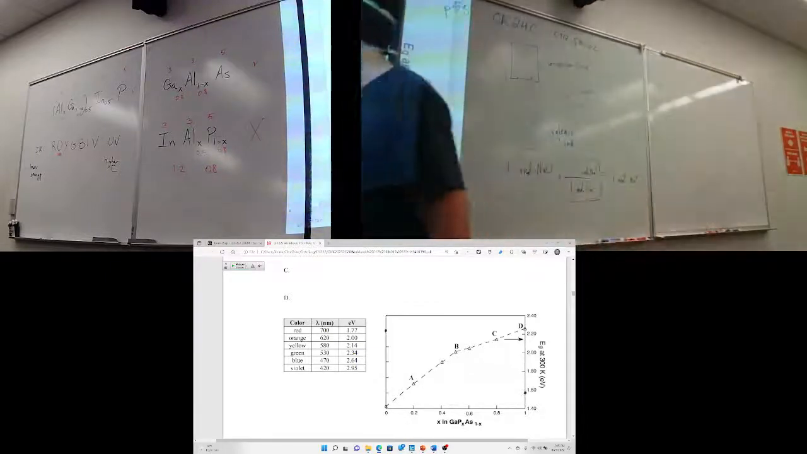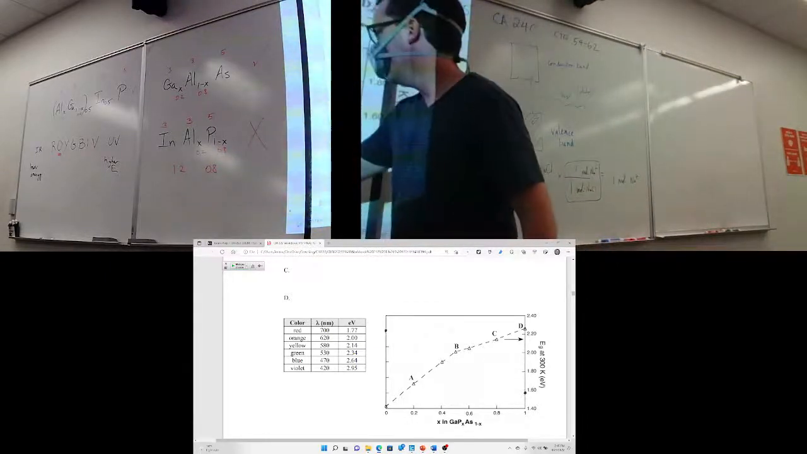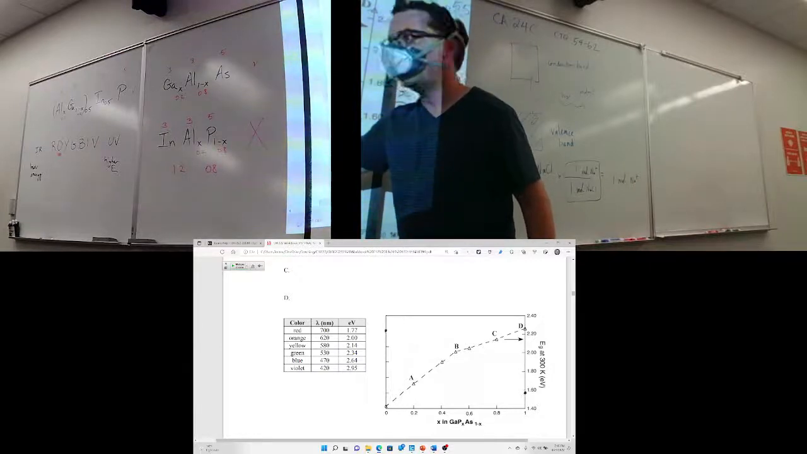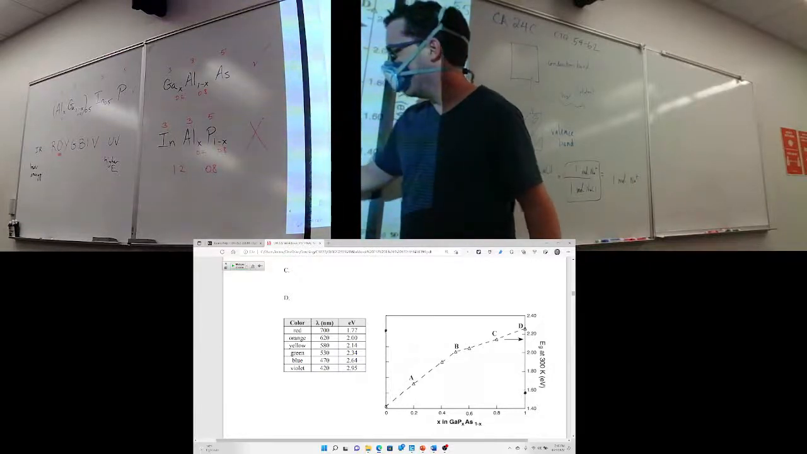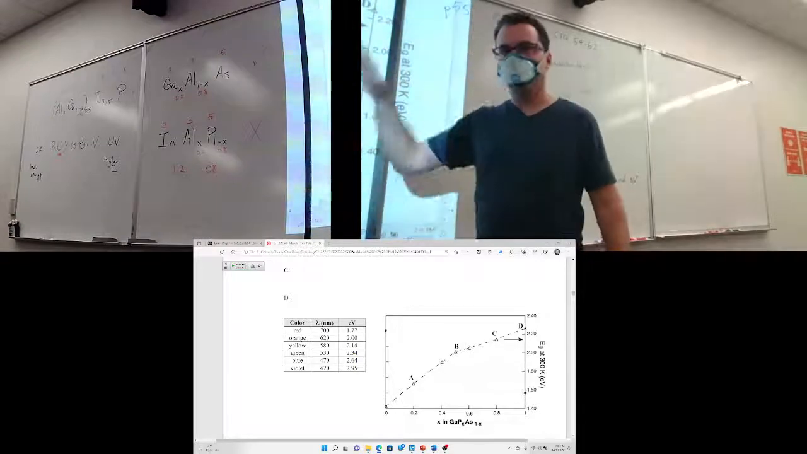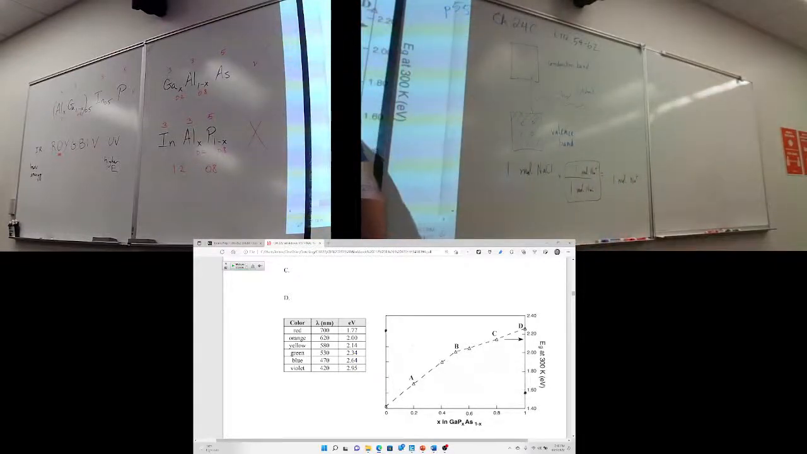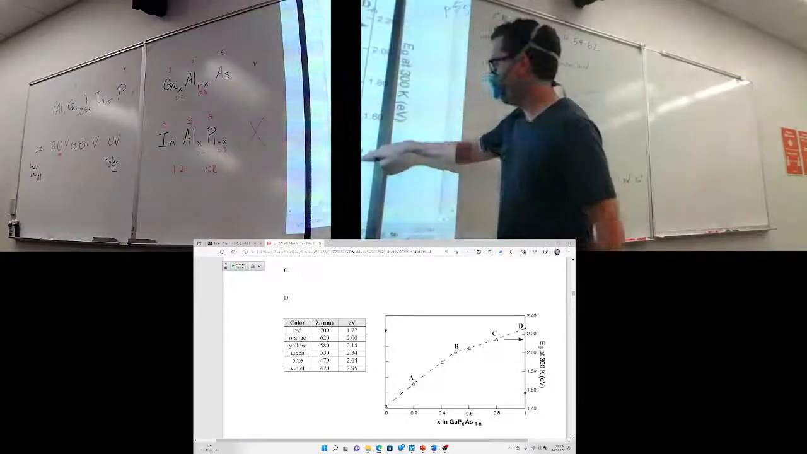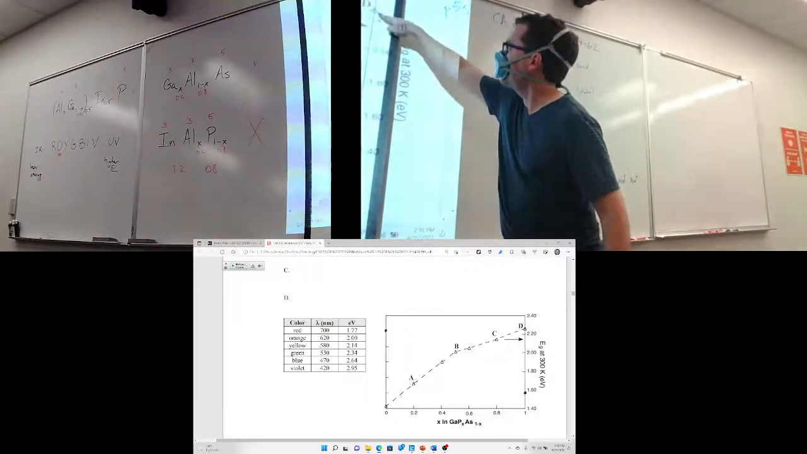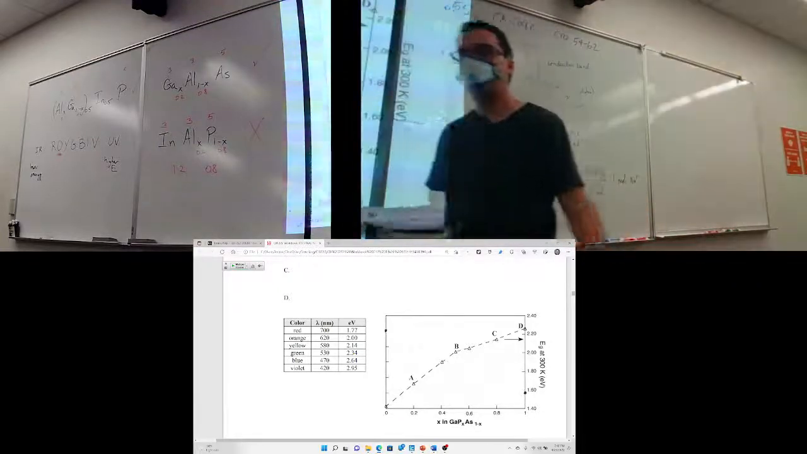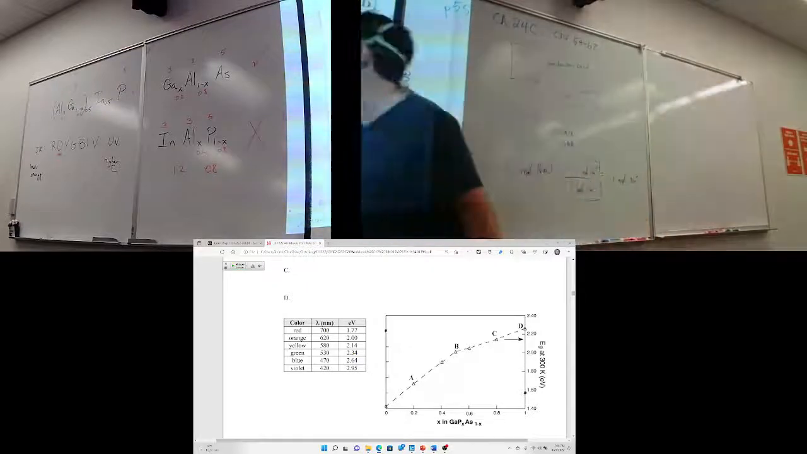So think about what this means. 0 for X. If I put a 0 here, that means there's no phosphorus. 1 minus 0 is 1. It's all arsenic, gallium arsenide. So this is pure gallium arsenide. Over here, if X is 1, this is pure gallium phosphide. And then this is everything in between.